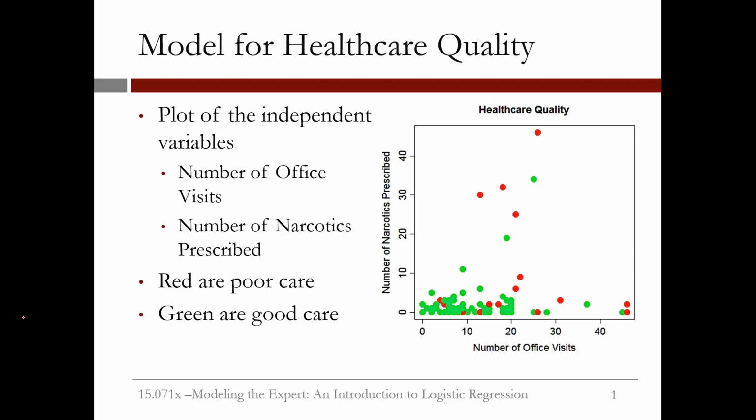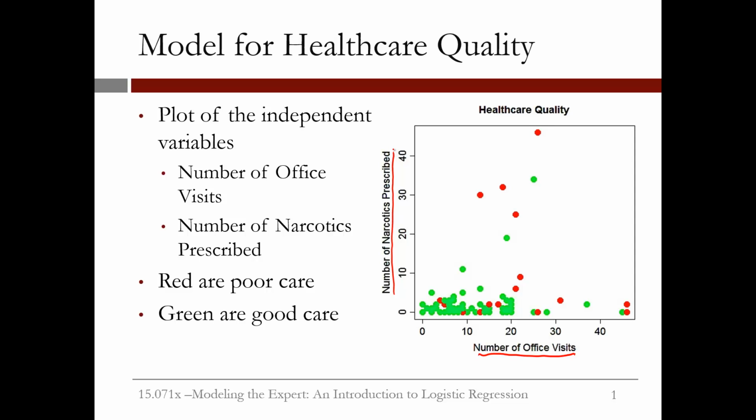This plot shows two of our independent variables, the number of office visits on the x-axis and the number of narcotics prescribed on the y-axis. Each point is an observation or a patient in our dataset. The red points are patients who received poor care, and the green points are patients who received good care.